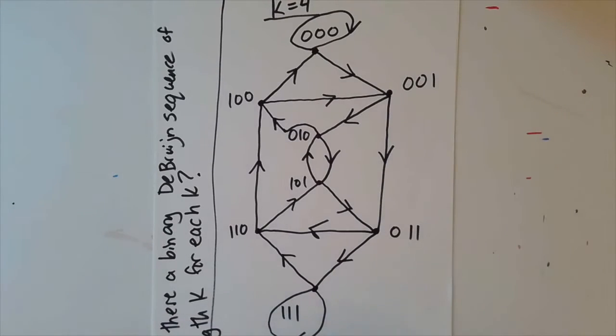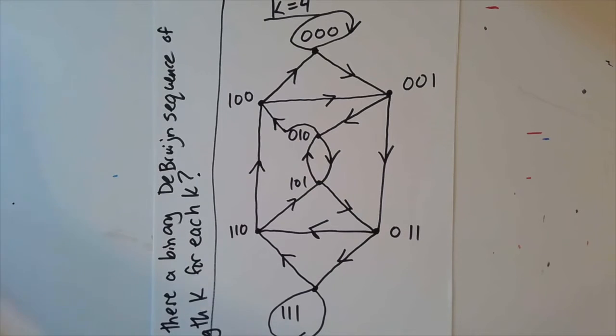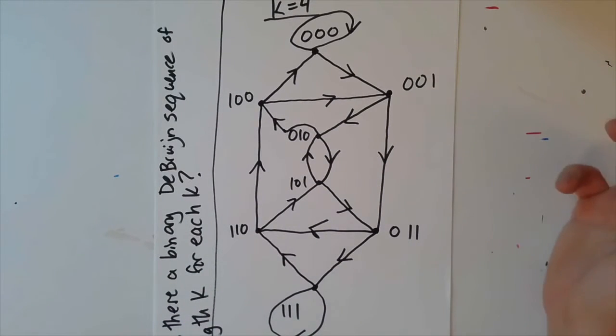Now, you might ask, well, how do I know if there is such a thing or not? We don't really know the Euler's theorem equivalent for directed graphs. But actually, if you think back, for an undirected graph, what did I need to be true in order for there to be an Eulerian circuit? I needed every vertex to have even degree.